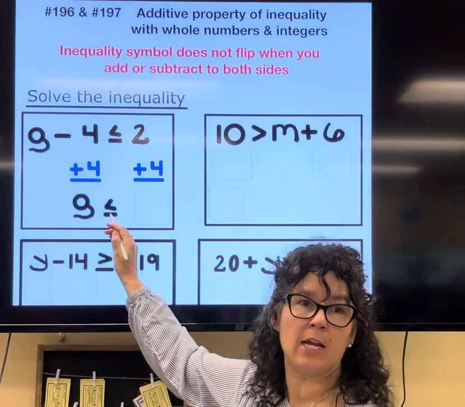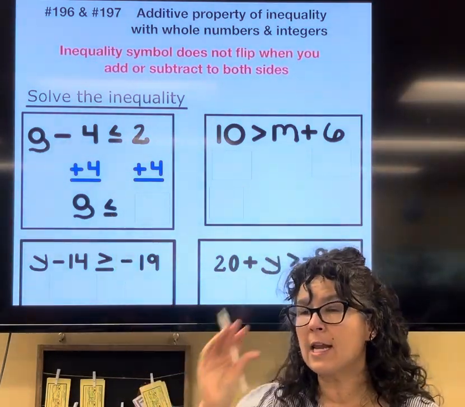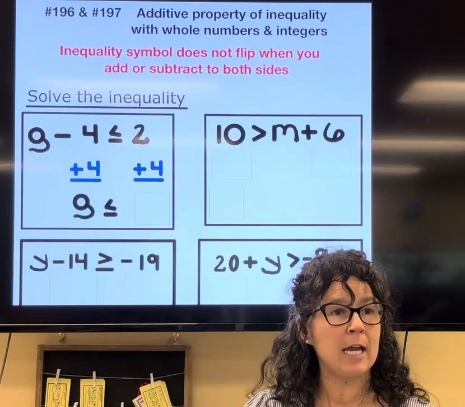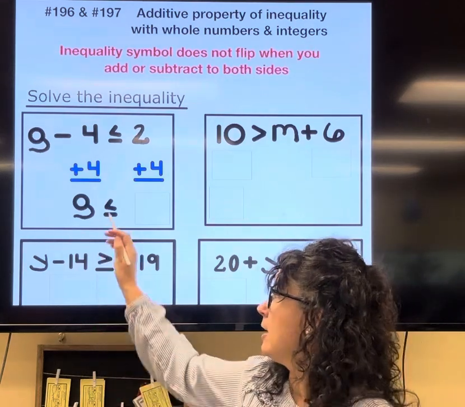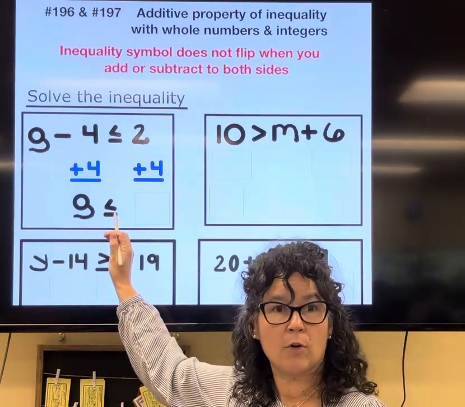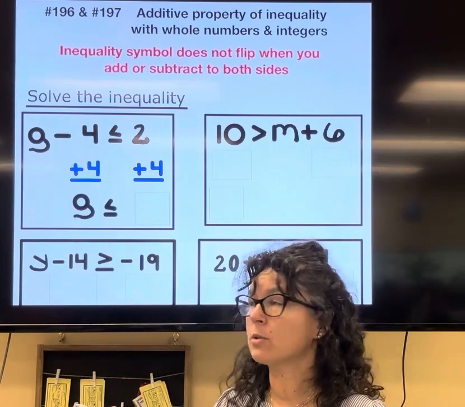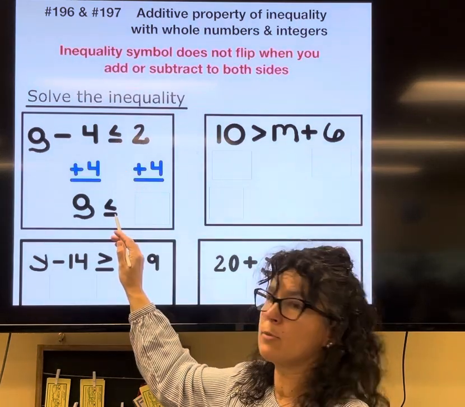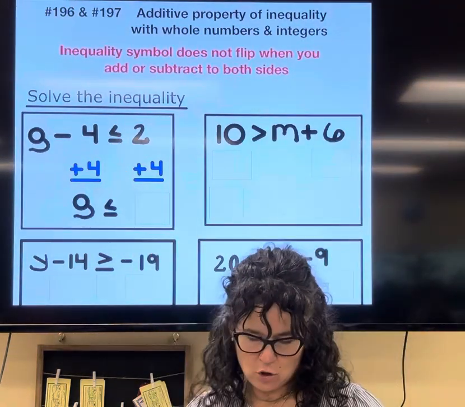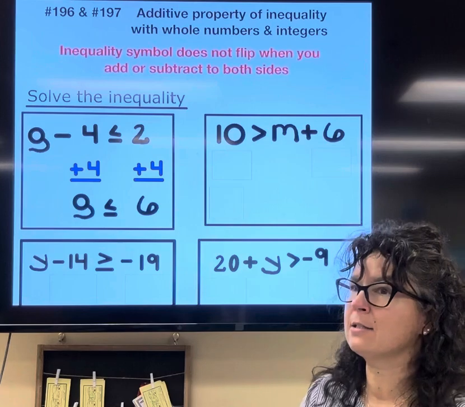It hasn't changed. Later we'll learn that if you multiply or divide both sides by a negative number, then that symbol's going to flip over. But when you're only adding or subtracting from both sides, the symbol just comes straight down. And then 2 plus 4 on a good day is 6.